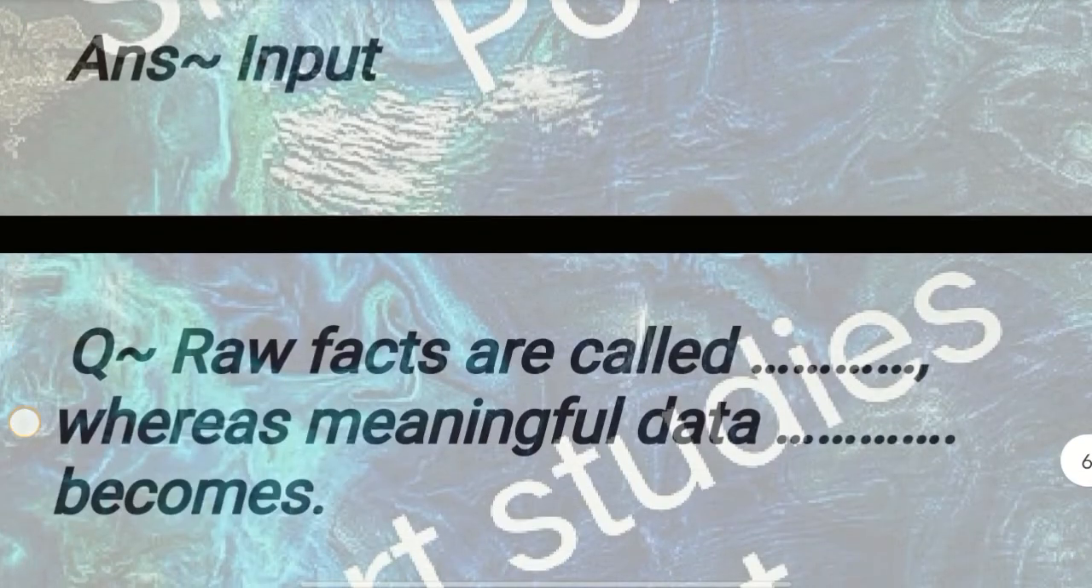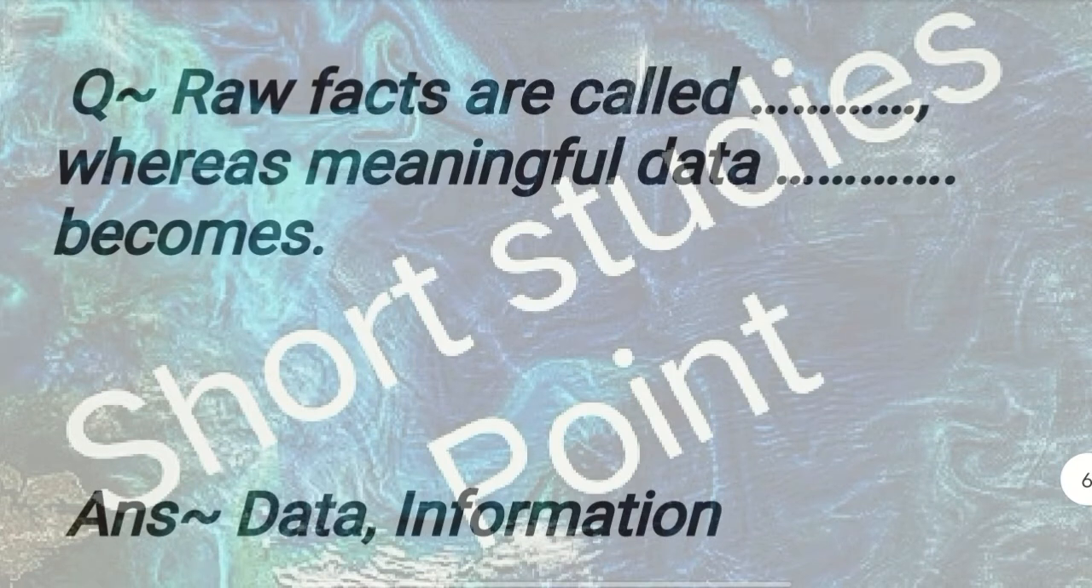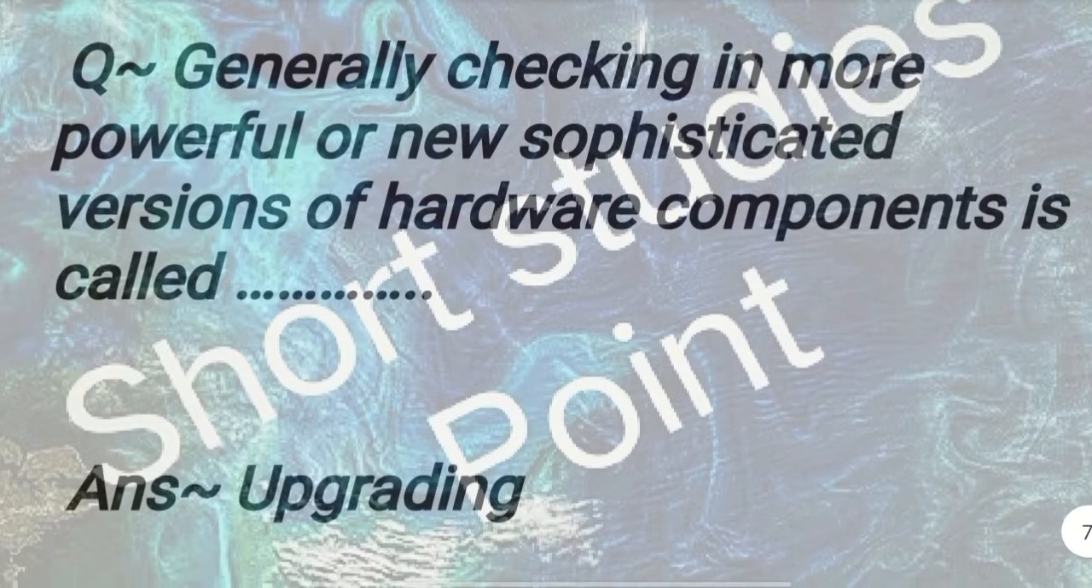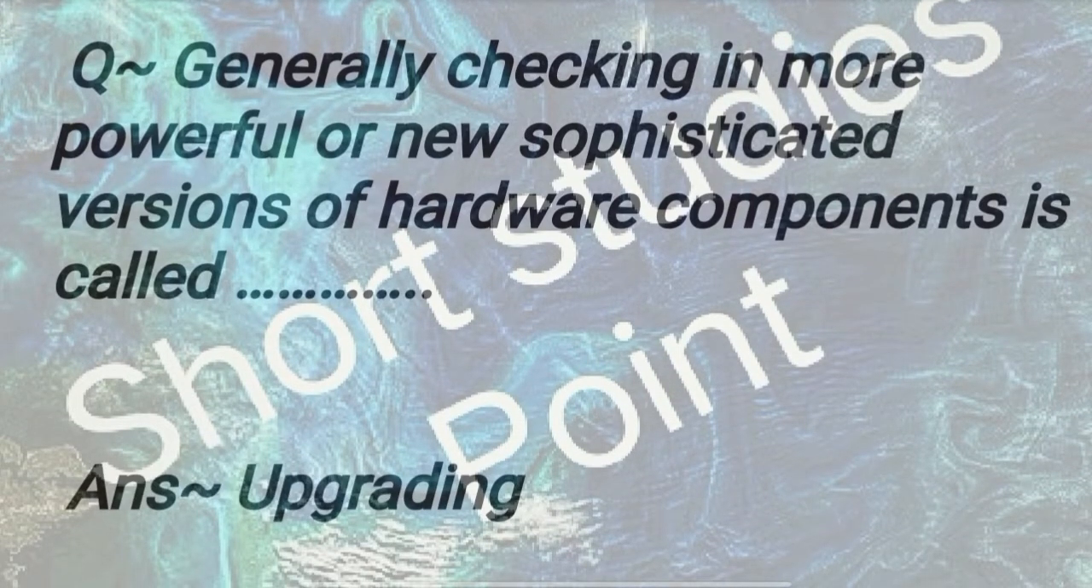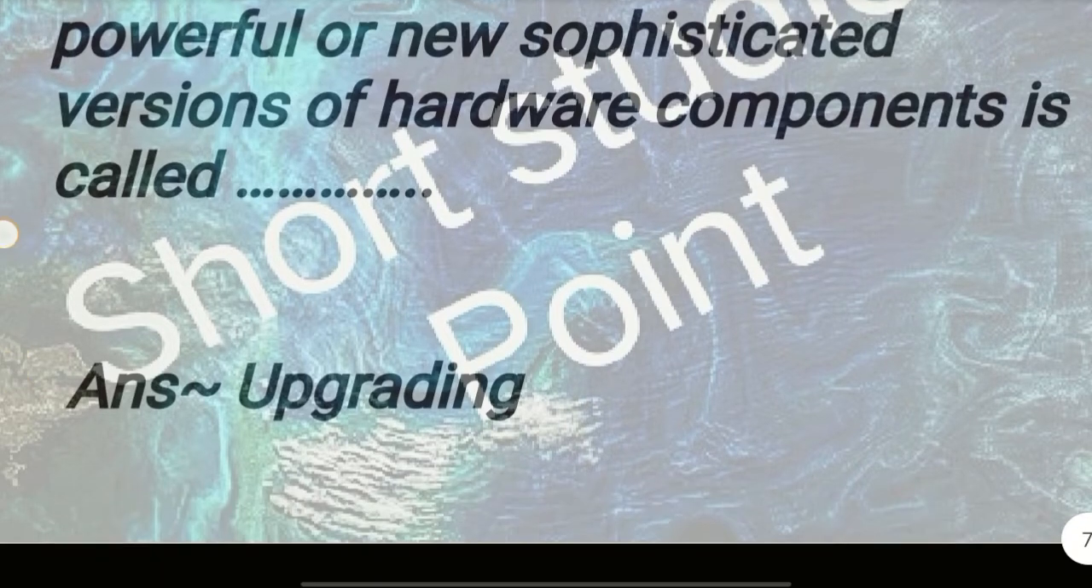Answer: Input. Next question: Raw facts are called dash, whereas meaningful data dash becomes. Answer: Data, information. Next question: Generally changing to a more powerful or newer, sophisticated version of hardware components is called. Answer: Upgrading.